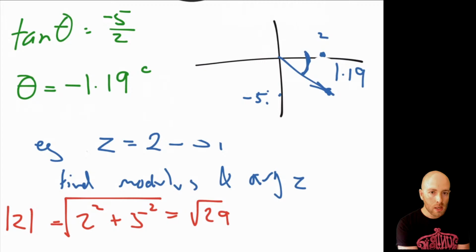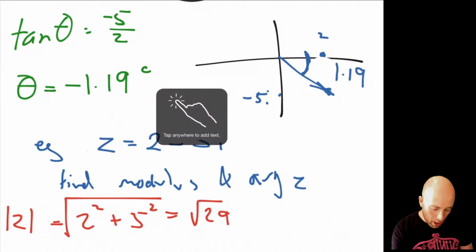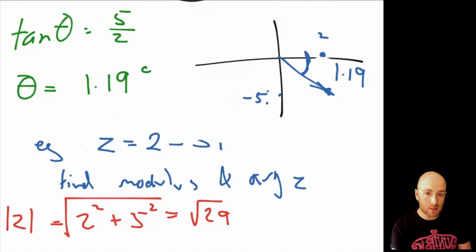Right, does that make sense to everybody? So normally, I stuck the minus in because that's what Fifi got, but I would normally just do it with positives and then decide whether the angle's positive, negative, or whatever based on where it is on the Argand diagram. Cool. All right, let's move on.